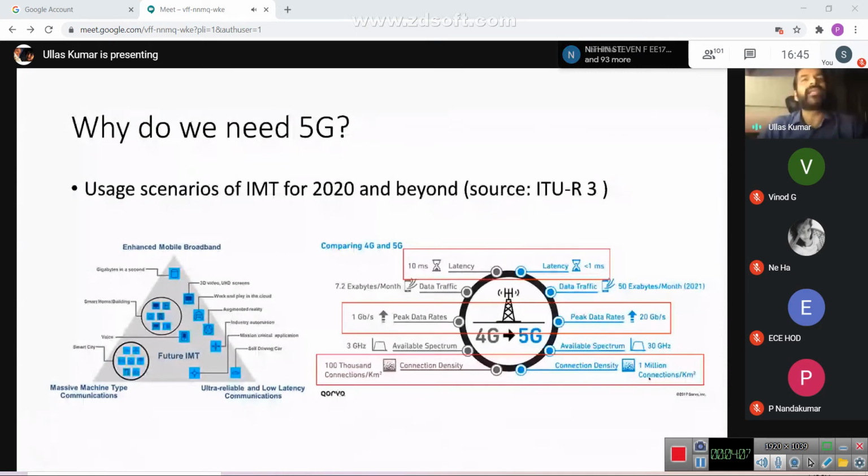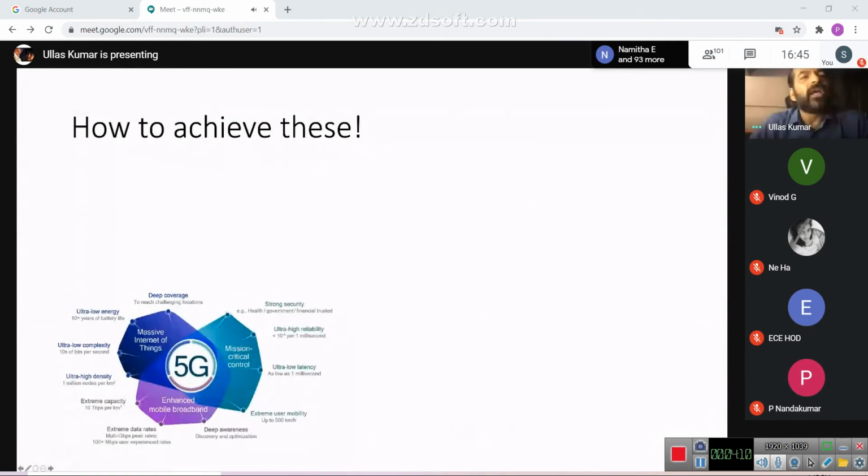How is it possible to combine impossible things? If you look at these, for massive Internet of Things, what you need is ultra low energy, very low complexity, and very high density. And for enhanced mobile broadband, you need something opposite. You need extra capacity, which is opposite of ultra low complexity. And you need extreme high data rates, which is also opposite of ultra low complexity. Here we are talking about tens of bits per second, whereas we want user experience of 100 plus Mbps and peak rates defined at 20 gigabits per second. And some other aspects, ultra high reliability, low latency. So these are all mutually exclusive things.